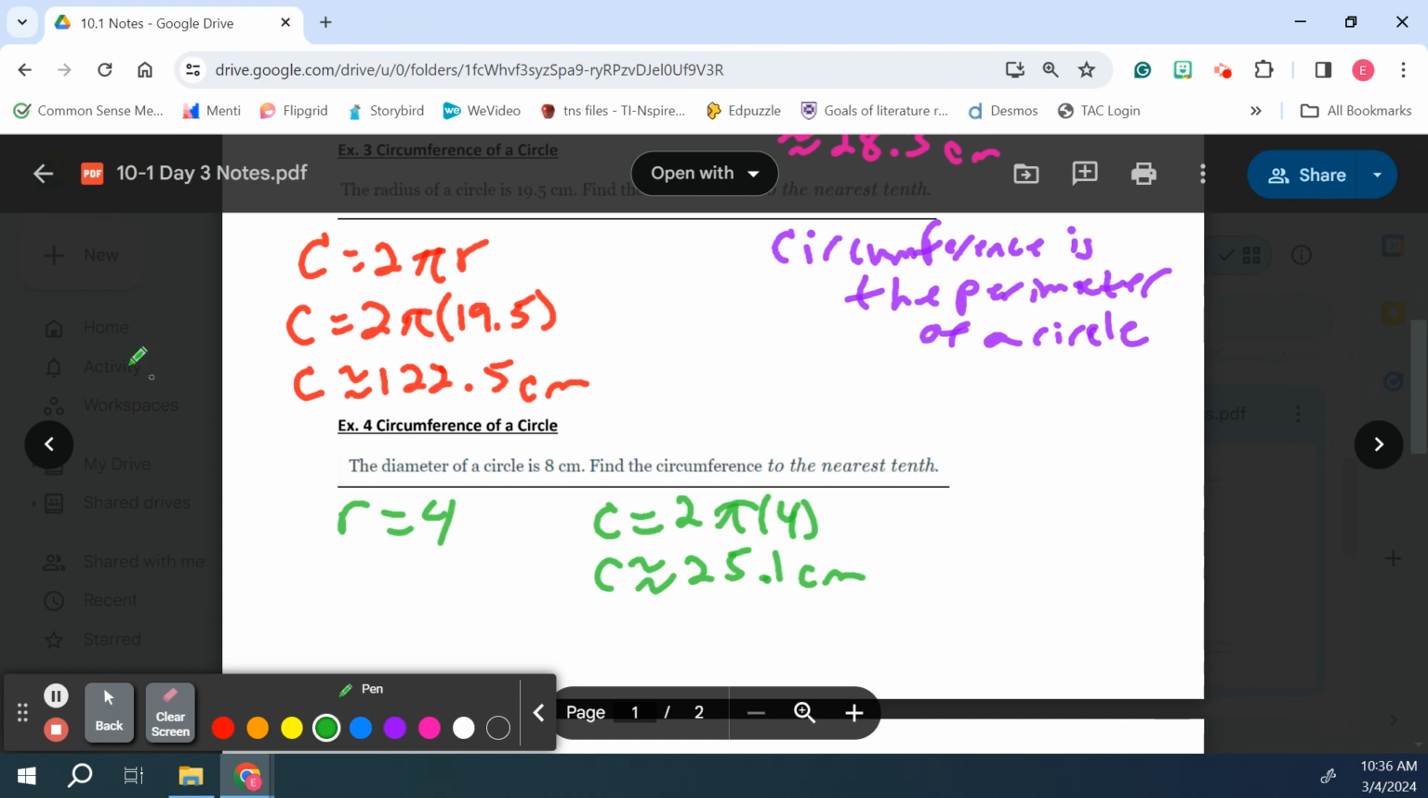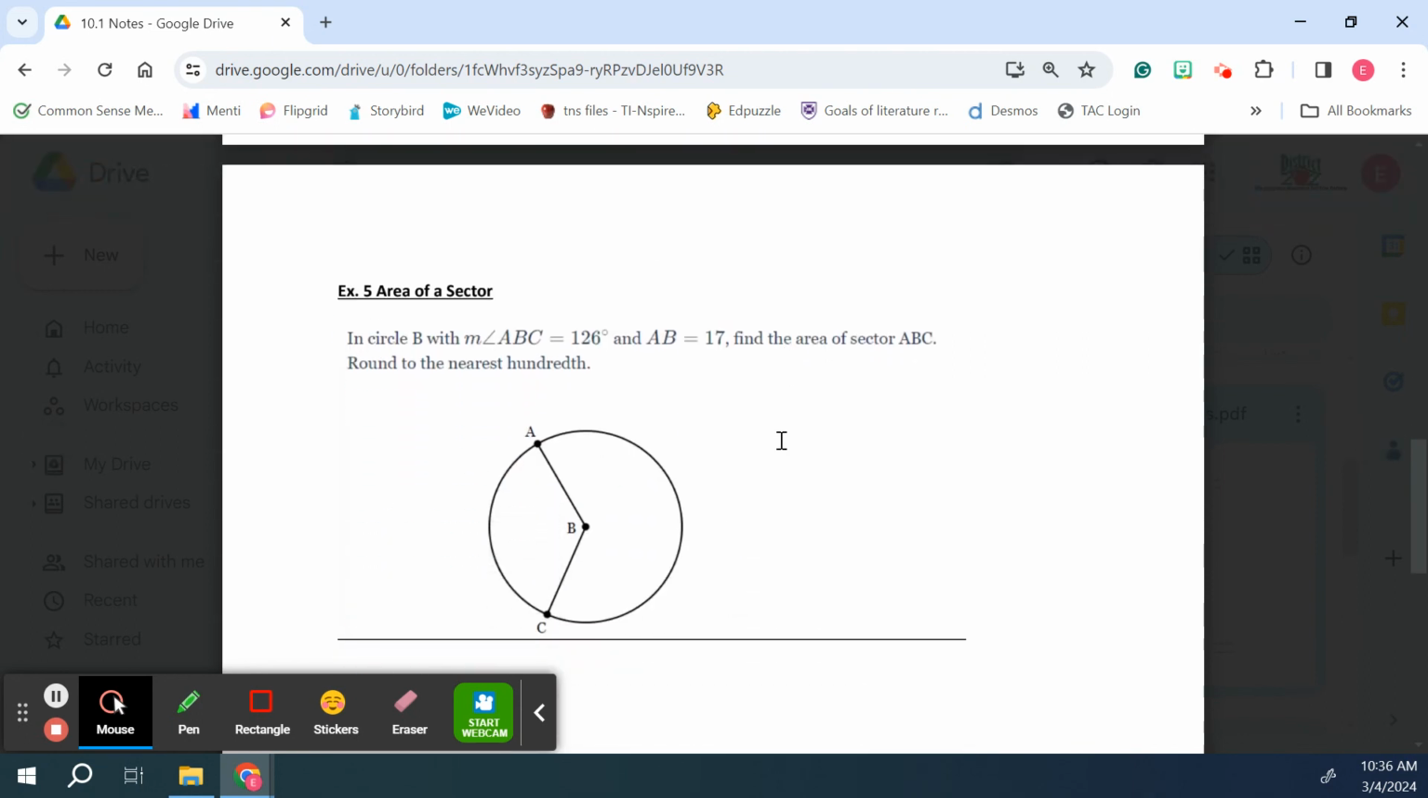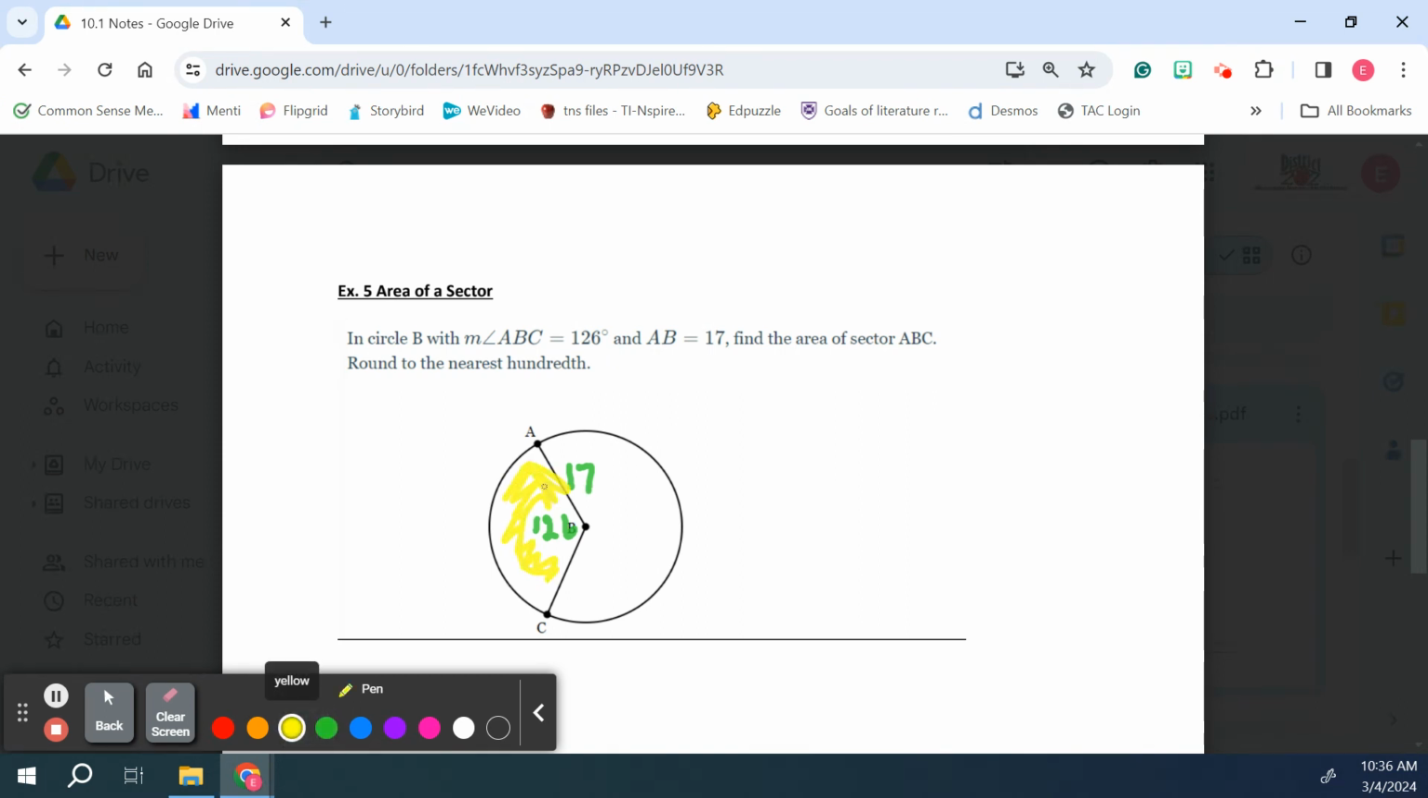All right, next example. Area of a sector. In circle B, with the measure of ABC equaling 126 degrees. So right here is 126 degrees. And AB, this arc right here, the length is 17. Find the area of the sector ABC. When they're talking about the area of the sector, they're talking about everything that's inside here. Okay?